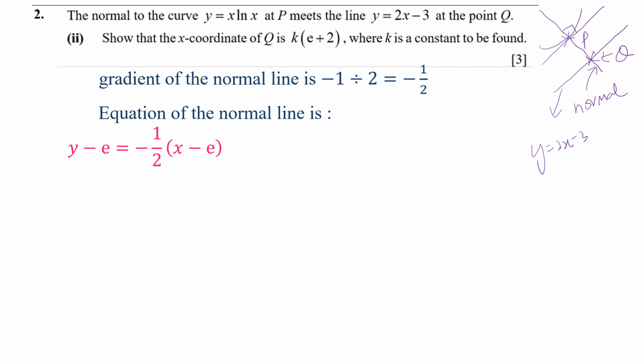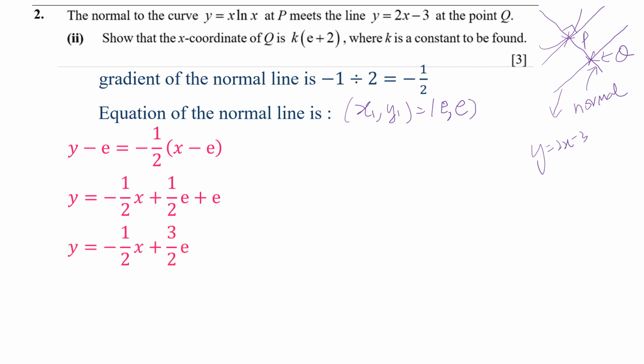Point P has x coordinate e, and y coordinate also e. Therefore, you have y minus e equals negative half bracket x minus e. Simplifying it, you will end up with y equals negative half x plus 3 over 2 e. We call that equation 1.